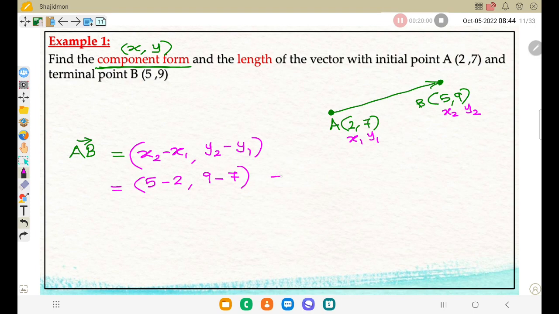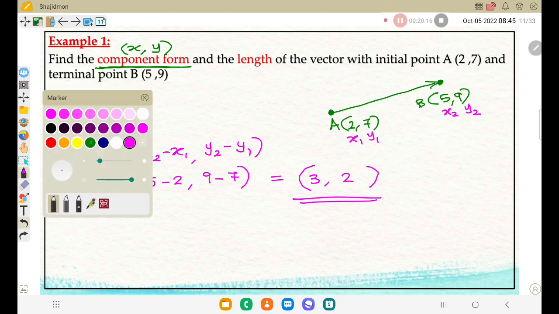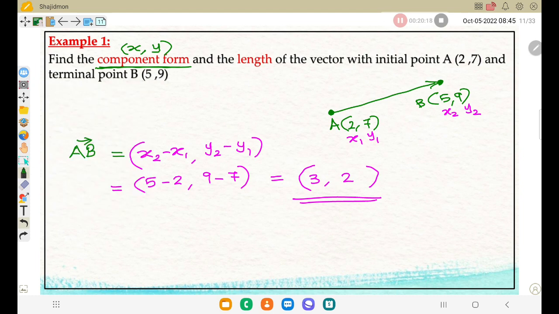So you get the answer as the ordered pair (5 minus 2, 9 minus 7), which is (3, 2). This is the vector component form: x component and y component. The first number is the x component, the x value, and the second is the y component, the y value. Now, what is the next question?